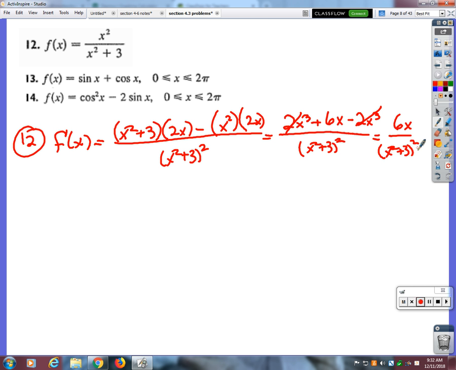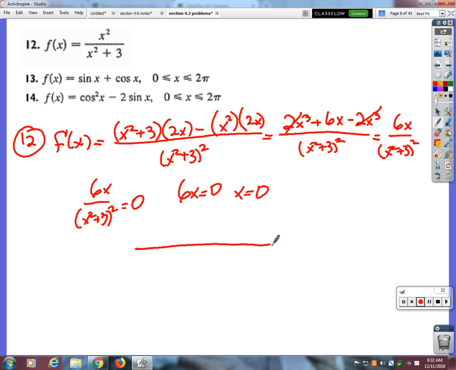So now we have to take that and set it equal to 0. So 6x over x squared plus 3 squared equals 0. The bottom will never be 0, right? So we just don't even worry about that. Because x squared is always going to be positive, so it'll never cancel with a positive 3. So really all I'm solving is 6x equals 0, which means x equals 0. So that is our only candidate for a maximum or a minimum.